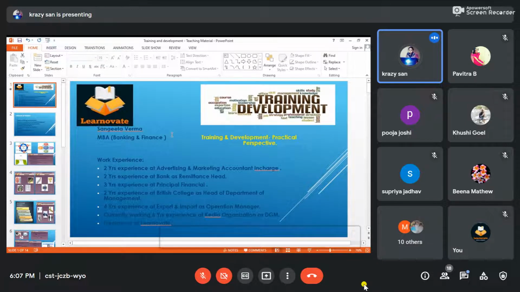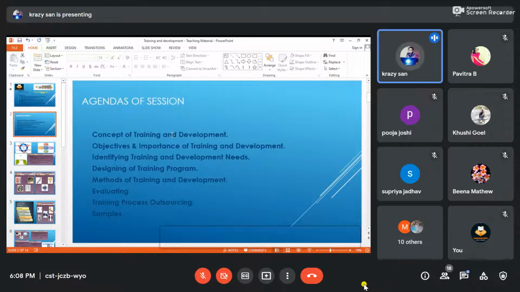And before that, let me introduce myself. I'm Sangeeta Verma. I've done my MBA in banking and finance. In this slide you can see my work experience at the bottom: 2 years as account in charge, 2 years as bank remittance head, 3 years with Principal Financial, 2 years as HOD of management, 4 years with an export and import company as operation manager, and now my sixth year is going to get over with the career organization as DCM. Along with that, I'm also working as a freelancer at Learnovate.